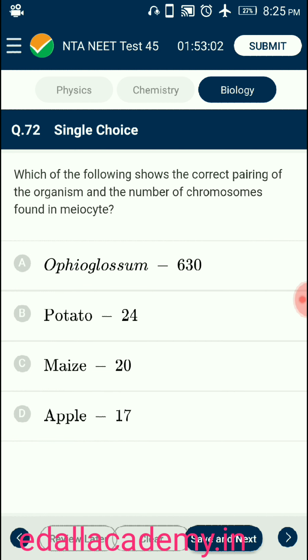Question number 72. Which of the following shows the correct pairing of the organism and the number of chromosomes found in myocytes? Ploidy of myocyte is always diploid. Haplopappus is the pteridophyte having chromosome number in diploid condition 1260. Potato in 2n condition 48. Apple in diploid condition, that is 34. The answer for this question is option C. Maize is 20.